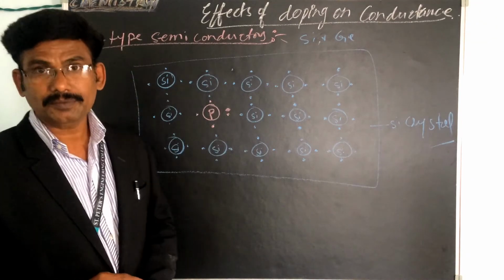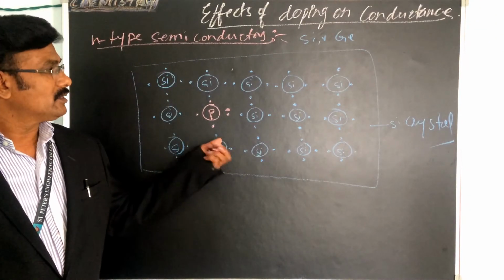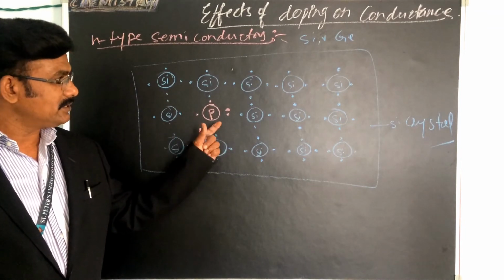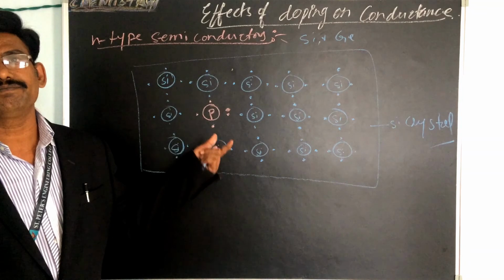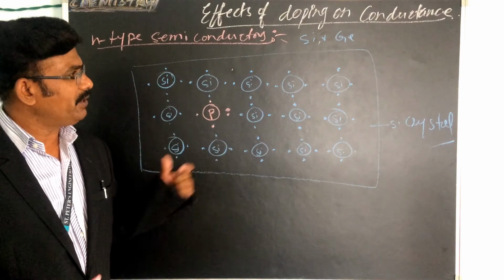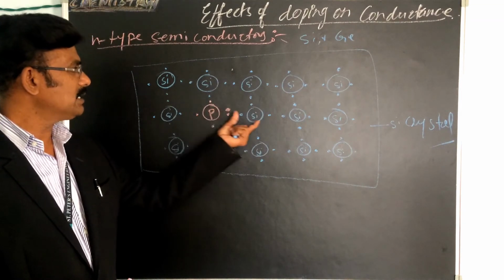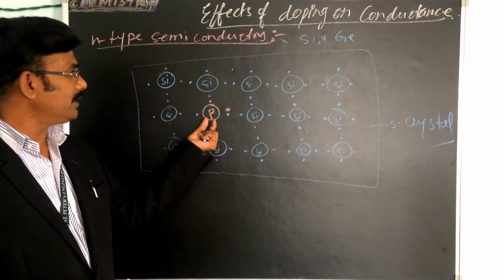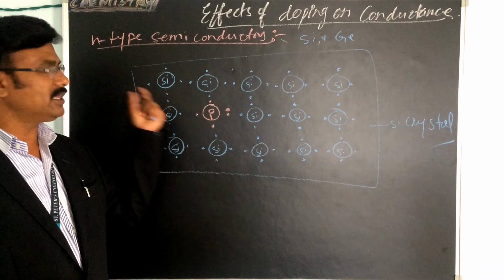Now, this is a block of crystalline silicon, and we just added some impurity. By looking at the diagram, what do we know? This is the silicon crystal, and we added a small amount of another element.